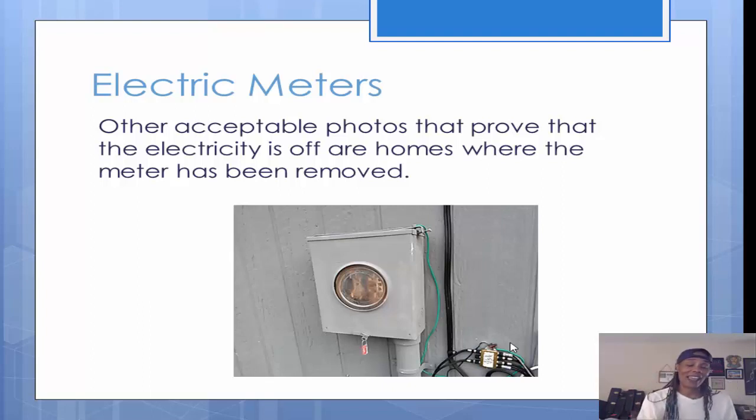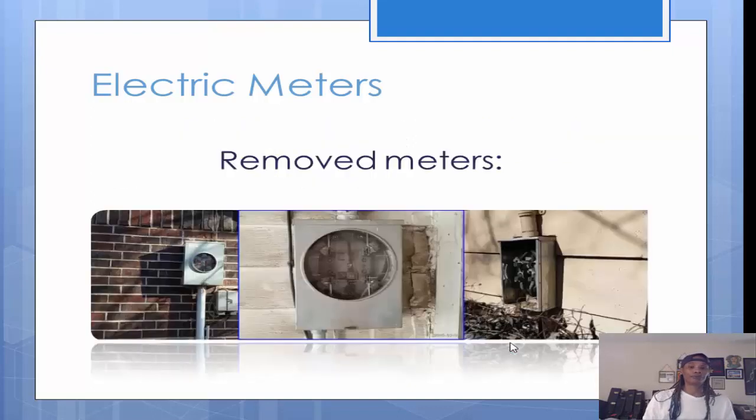Again, remember what I said: your photos will paint a picture. Your photos are worth 1,000 words, because it gives them pictures to look at to show the difference between this inspection and this inspection. If the electric is on or if the electric is off, it gives them different ideas of what is actually going on at the property, because you are providing proof.